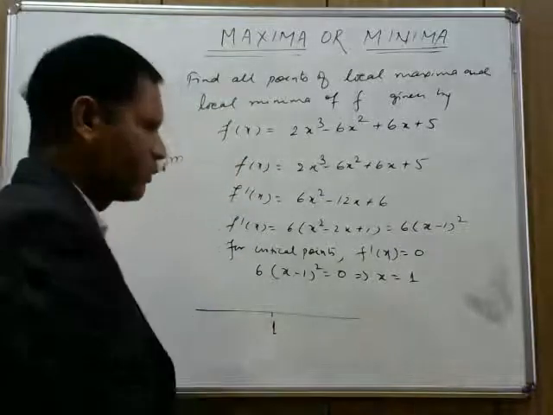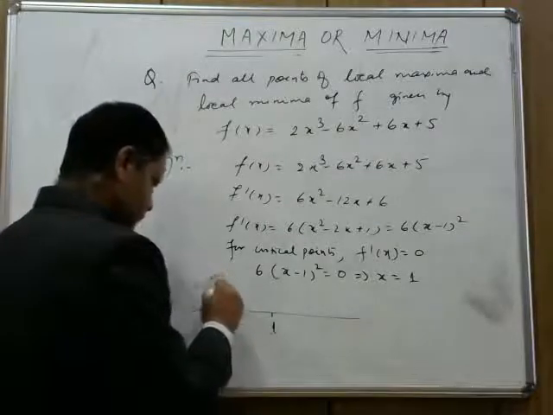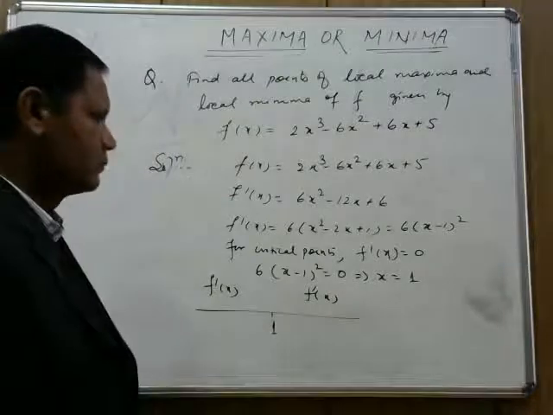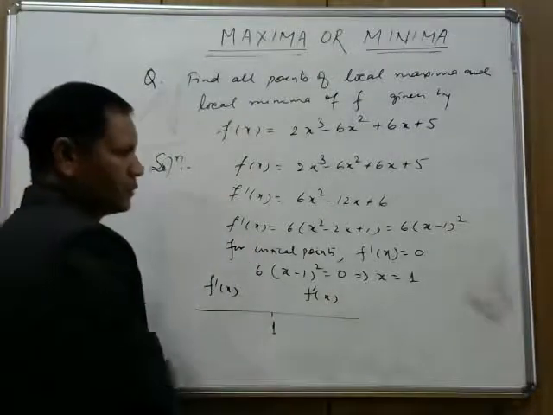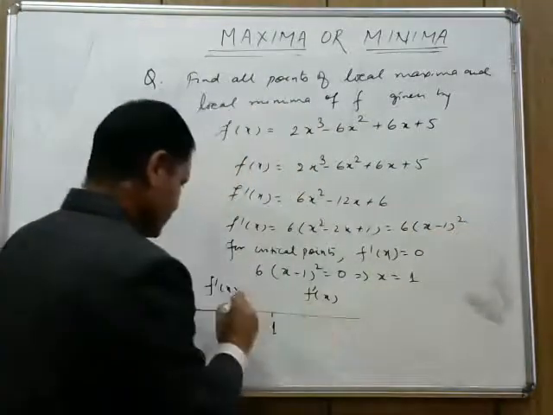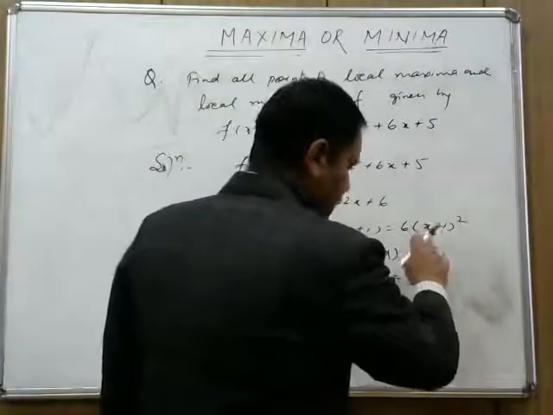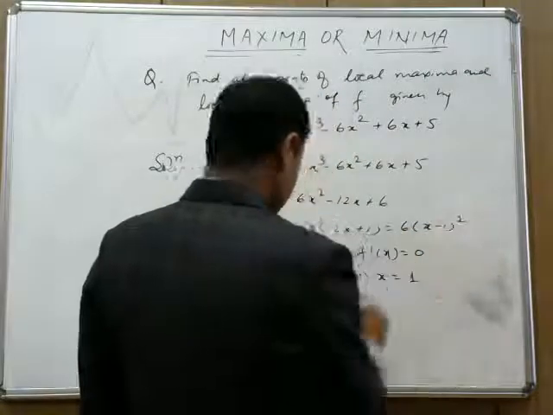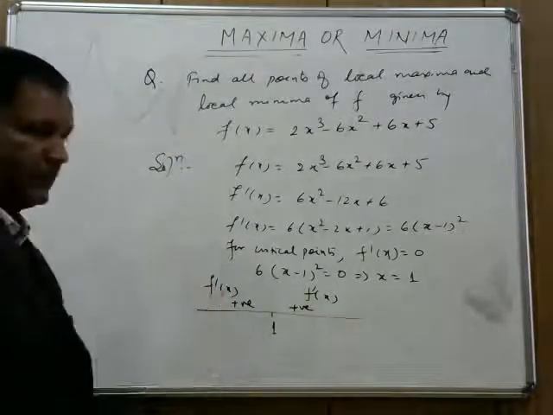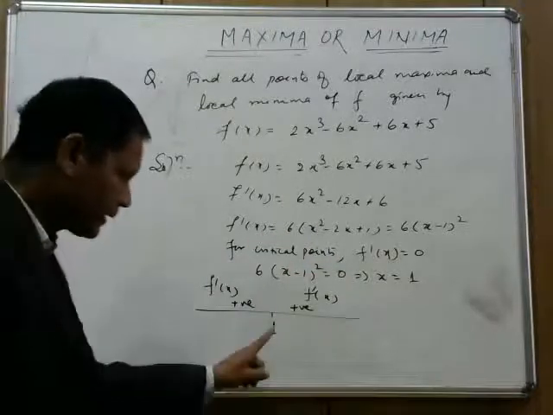Now before 1 and after 1 you check the sign of f dash of x. Before 1, suppose I take 0 and put the value of 0 over here: 6 times 0 minus 1 whole square, it will remain 6 only, that means the value is positive. If I take after 1, here 2, then 2 minus 1 whole square, again positive. See now what happens here. The sign of f dash of x remains unchanged, it does not change at 1.